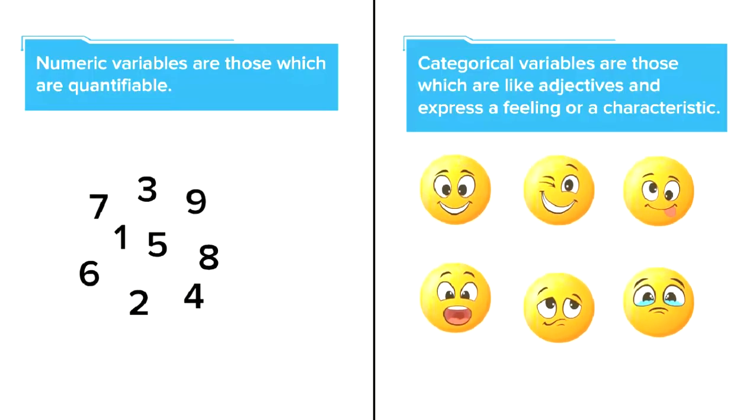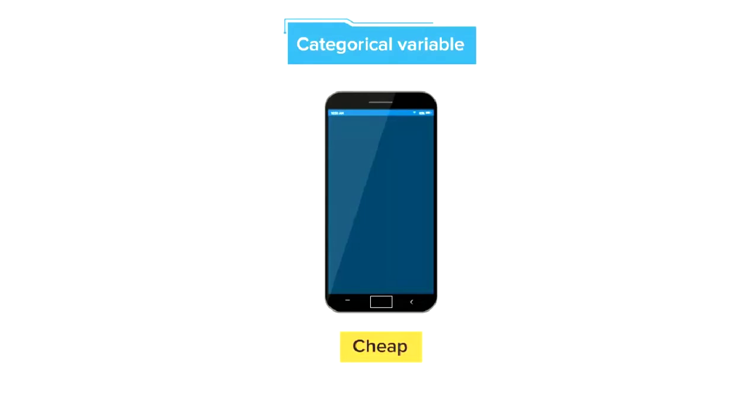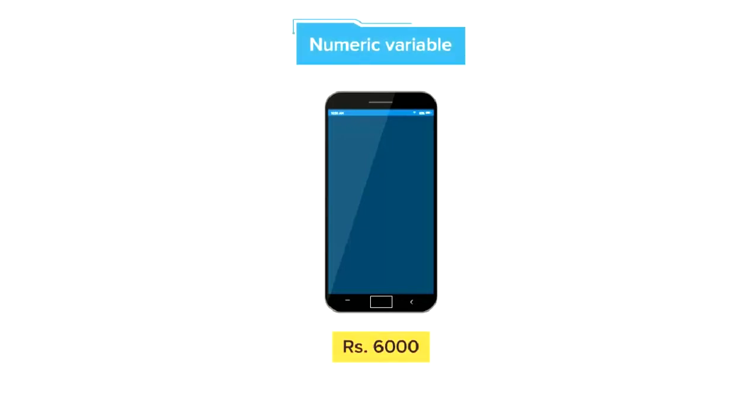quantified or measured. We can explain this with the example of a mobile phone. If the price of the phone is mentioned as cheap, it is a categorical variable, but it is not well defined, and what you may call cheap could be expensive for someone else. However, if you mention the exact price of the phone in rupees, say rupees 6,000, then it is a numeric variable because it can be measured and expressed numerically.